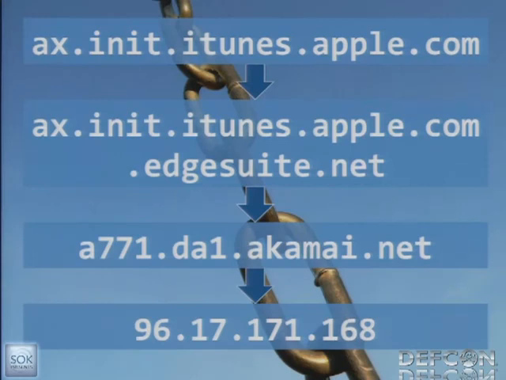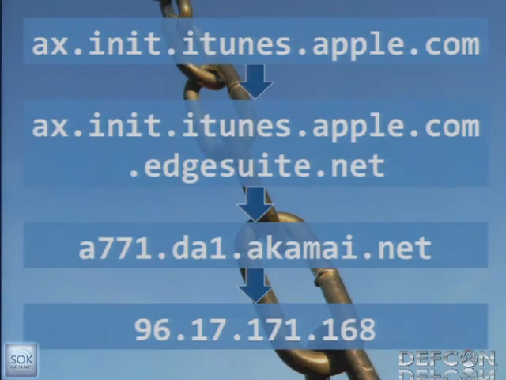In a CNAME chain, when you want to resolve a domain, the domain actually says, hey, I'm a canonical name for this other domain. And that domain is a canonical name for yet another one. And you follow this chain until you finally resolve a domain to an IP. If a bit error occurs anywhere following the CNAME chain, you will get redirected to a BitSquat domain instead of the original domain. And that's how I was able to get requests for Microsoft and this guy for ax.init.itunes.apple.com, despite the fact that I did not BitSquat those domains.